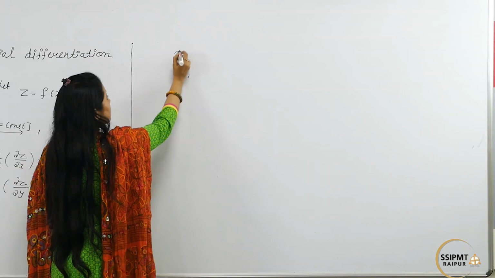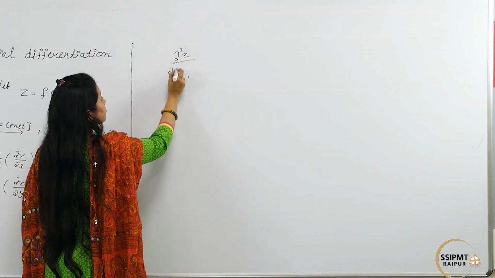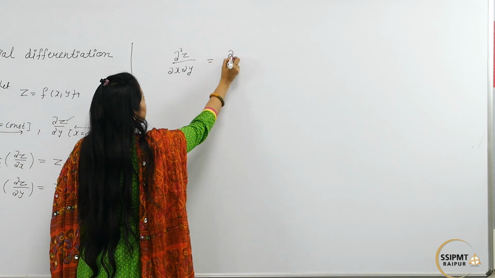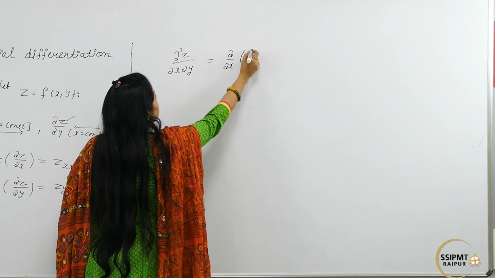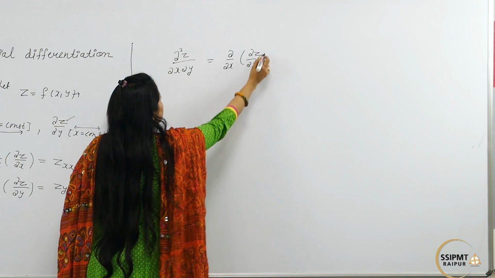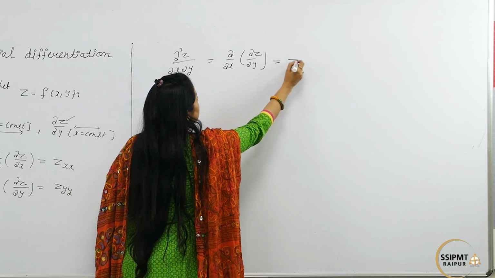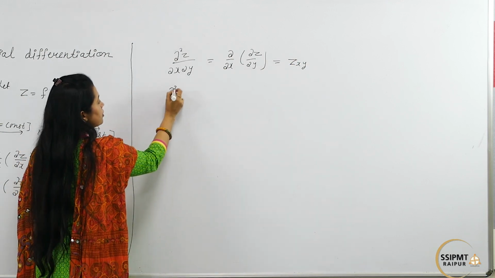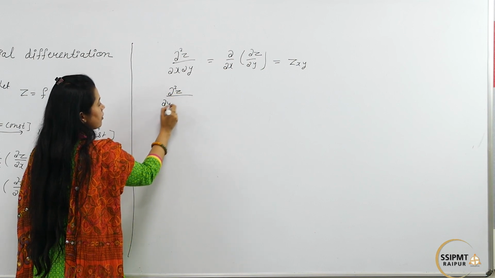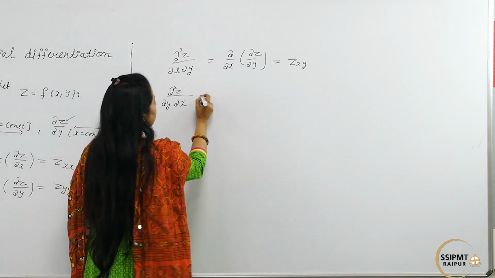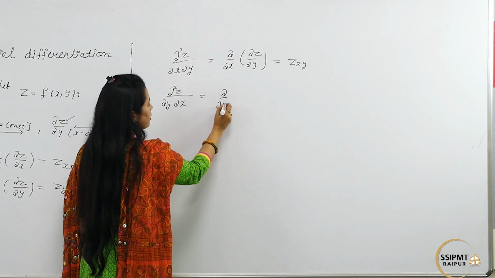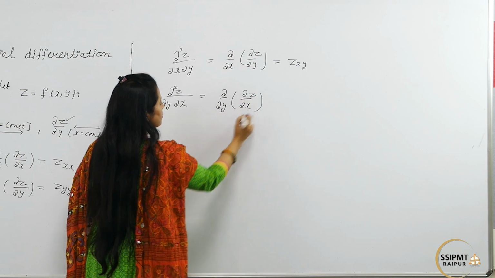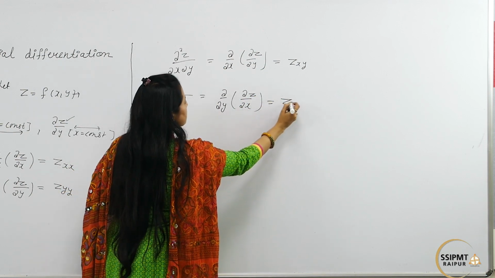Similarly, we can find del square z upon del x del y, which will be del by del x of del z by del y. It is also written like zxy. Similarly, we can find del square z by del y del x, which will be equal to del by del y of del z by del x, which is also written like zyx.